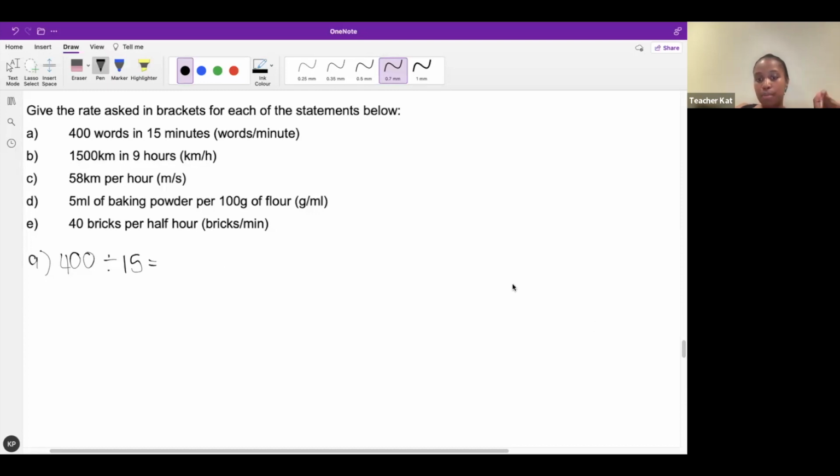Which will give me, what will this give me? 400 divided by 15. 26,66. Can we have it, 66th of a word? No. So what do we do? Someone said we round off.